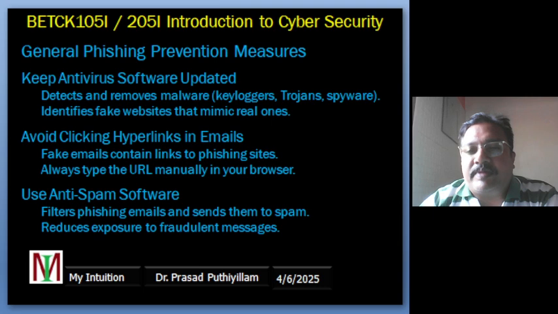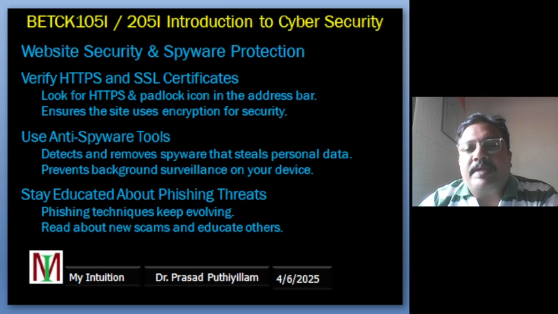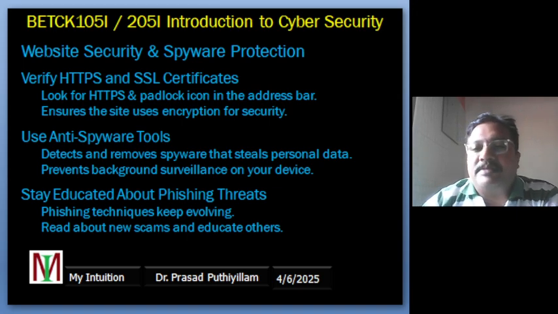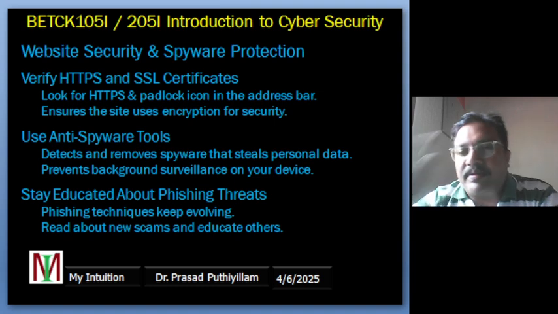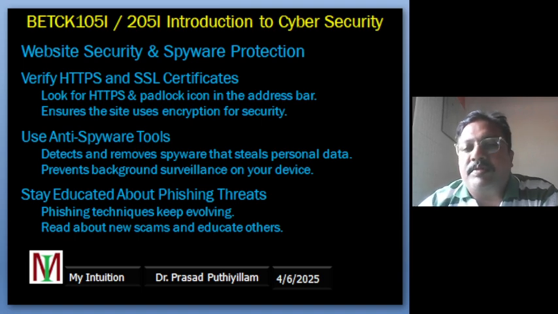Use anti-spam software. Anti-spam software filters phishing emails and sends them to a spam folder, which reduces the number of fraudulent messages you see. Then verify the HTTPS and the SSL certificate, which is there at the top of the URL at the left side corner. You can click it and check whether it is HTTPS and whether the certification is genuine or not. This means that the site uses encryption and it is more secure if HTTPS and SSL certification are there.